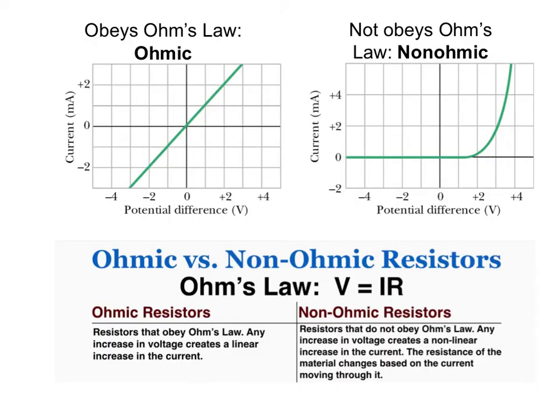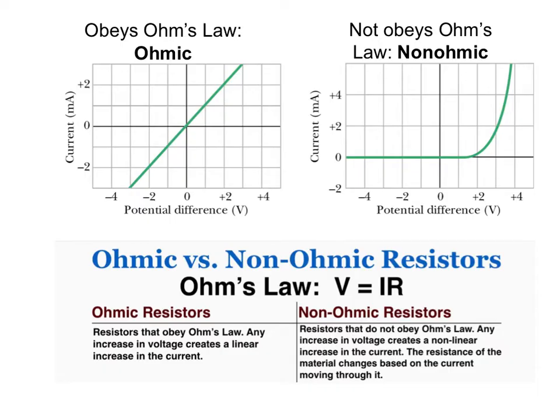So basically this is the graph and the difference between ohmic and non-ohmic. Like I mentioned before, one of the non-ohmic materials is tungsten. For the resistor, the ohmic, the current is directly proportional to the voltage. However, for the non-ohmic, the current increases non-linearly with the increase of voltage.